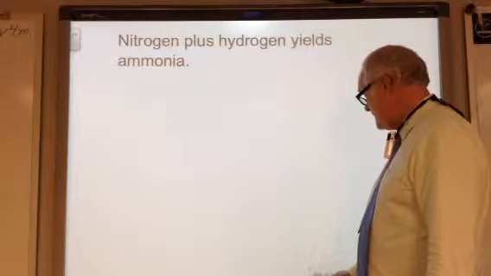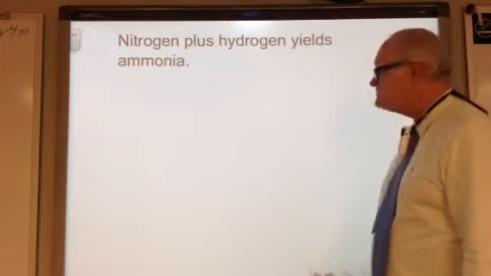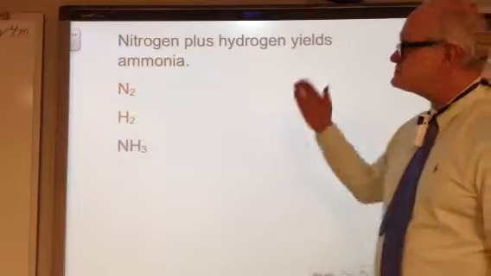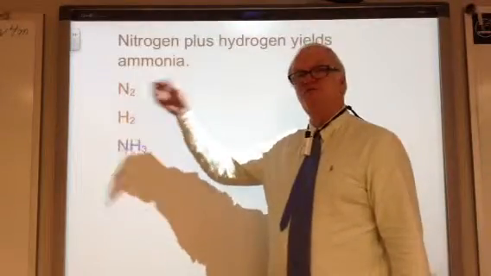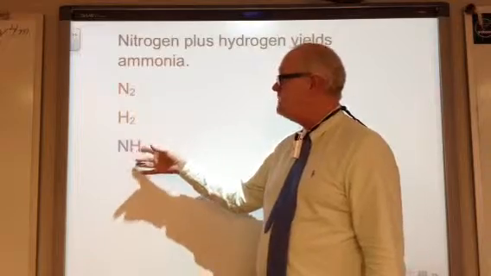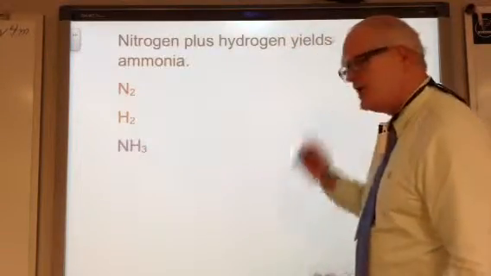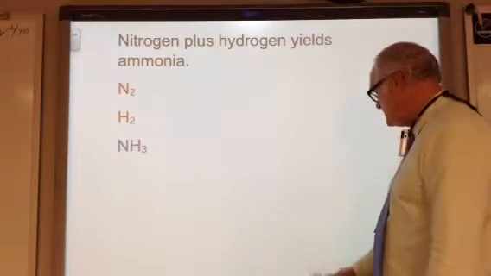And to write down a balanced chemical equation for this reaction, we've got to get the correct formula for nitrogen. It's a diatomic molecule. For hydrogen, also a diatomic molecule. And for ammonia, which has the formula NH3, one nitrogen atom bonded to 3 hydrogens.